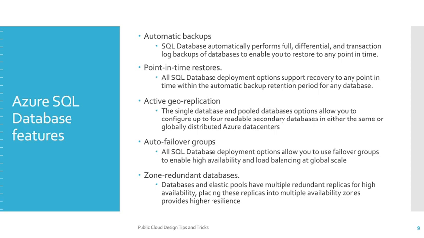And the last one, zone redundant database, where the database and the elastic pool have multiple redundant replicas for high availability. Placing these replicas into multiple availability zones provides higher resilience. That means if you keep your multiple replicas, read replicas or write replicas, in multiple availability zones, and one zone goes down, then the other zone will take care of the rest of the activities. That's how the zone redundant feature of the SQL database will help you in case of any disaster recovery activities. So these are all the best features I felt should be shared with you.